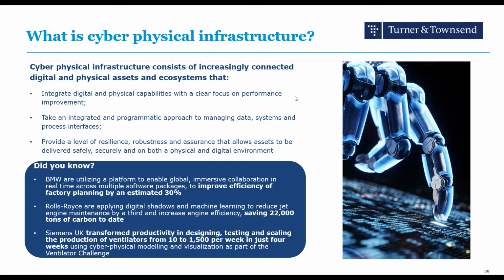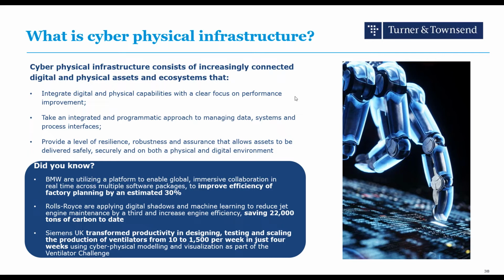And just some interesting stats, I think, as we're collecting our thoughts for this conversation. So some examples there of getting cyber and physical infrastructure right. BMW improved their performance across software packages by 30%. Rolls-Royce removed 22,000 tons of carbon by deploying machine learning, so getting a digital capability within a manufacturing site. And then Siemens on the vaccination and ventilation program, increasing productivity from 10 to 1,500 in 4 weeks by modeling and modeling and modeling.